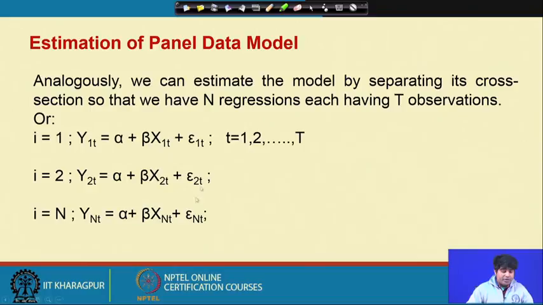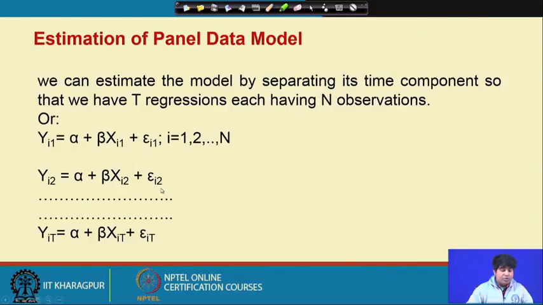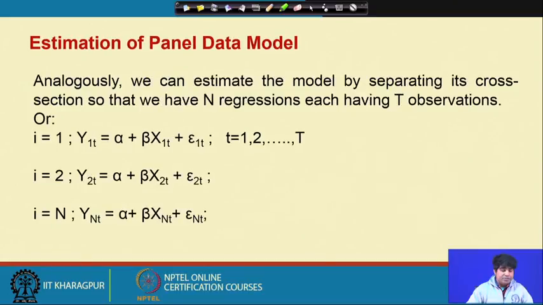Then we proceed further, where i equal to 1 gives this model, and i equal to 2 gives this model. Compared to the previous case, where i is constant and we allow t to vary, in this case we keep t constant and allow i to vary. When i equal to 1 this is the model, when i equal to 2 this is the model, and it continues until i equal to n. So, keep i constant and allow t to vary, or keep t constant and allow i to vary.